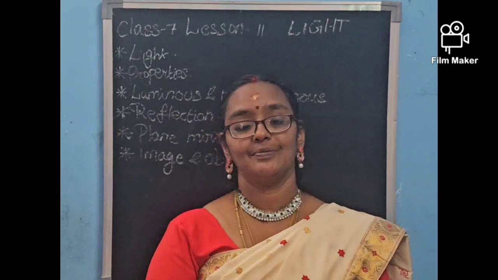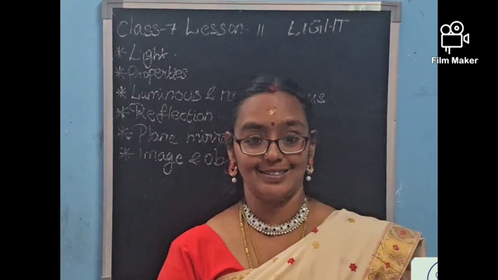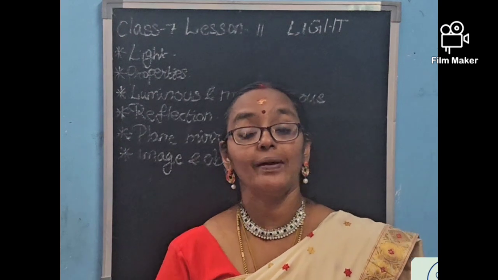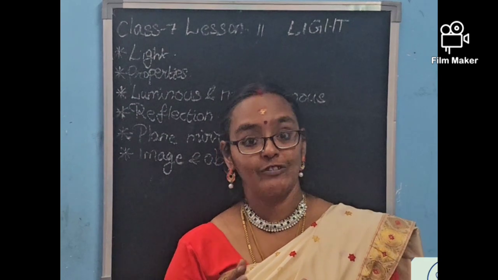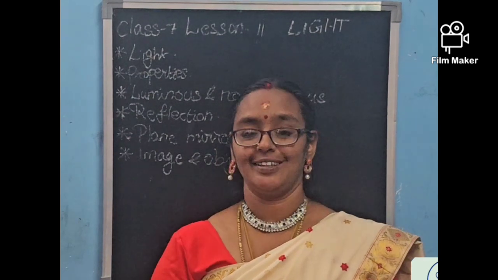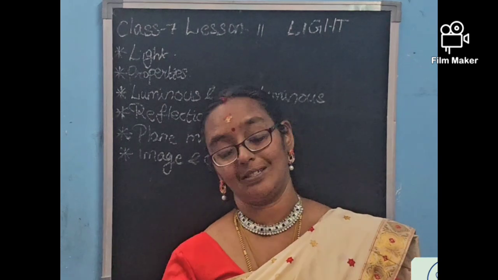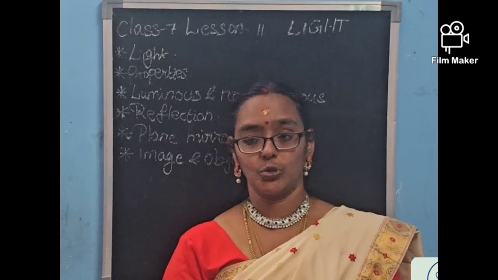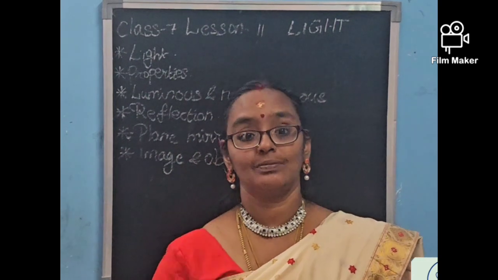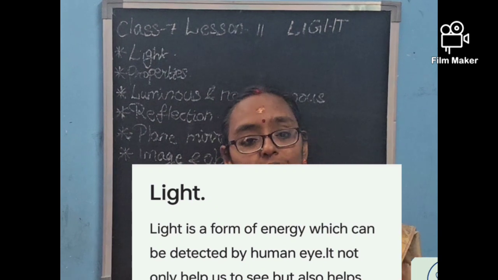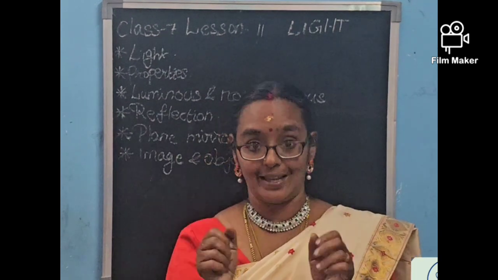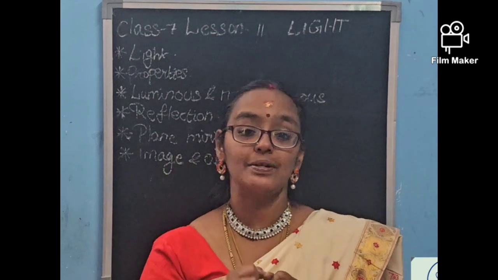What is light? Light is a form of energy, isn't it? Which enables us to see. If the light is not there, can we see any objects? No, we can't see. So light helps us to see, and it is a form of energy also. Then the light is emitted by whom? By the luminous sources. Luminous sources emit this light, and this light enables us to see.